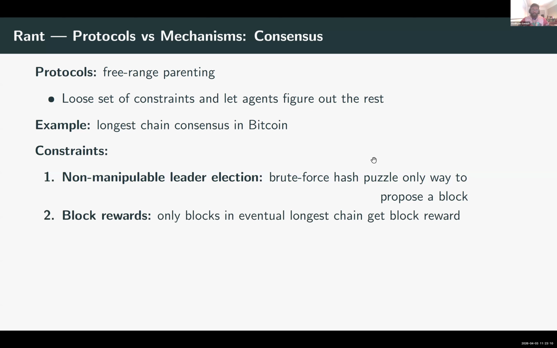The other constraints can be in terms of incentives, right? The only way in which you can earn block rewards is if you push a block onto the eventual longest chain. You're totally free to mine on top of the genesis block if you want, you just won't get block rewards. You are never going to catch up to the longest chain if you start mining on the genesis block.